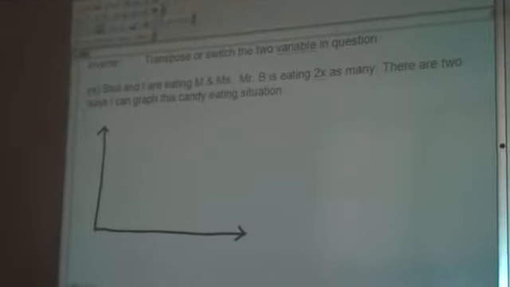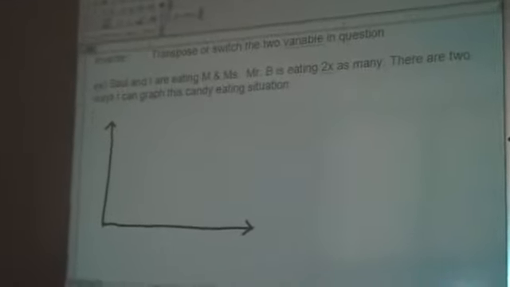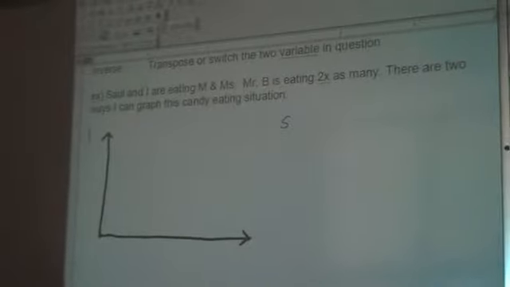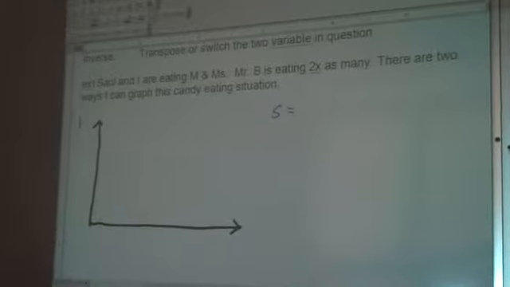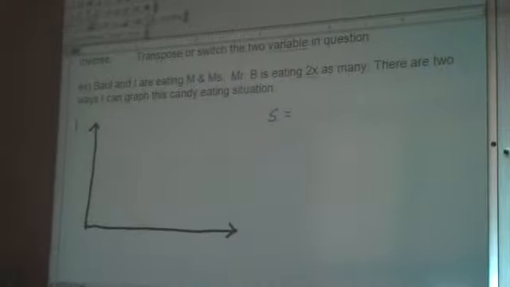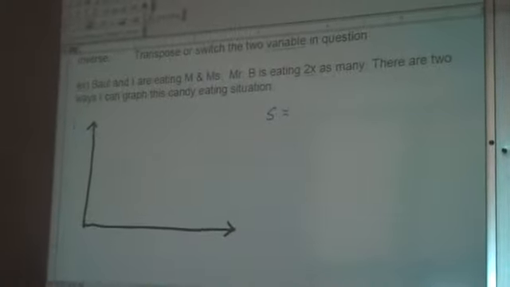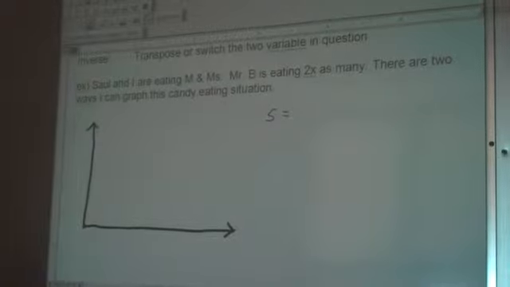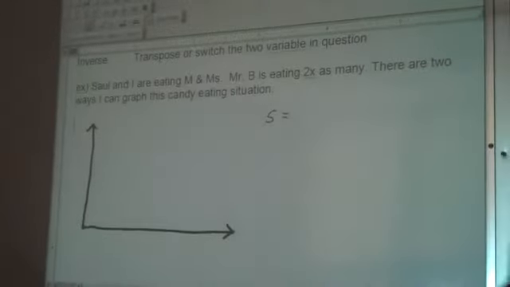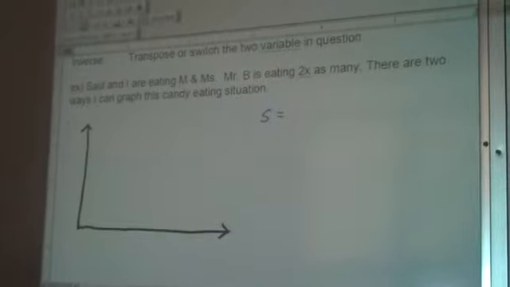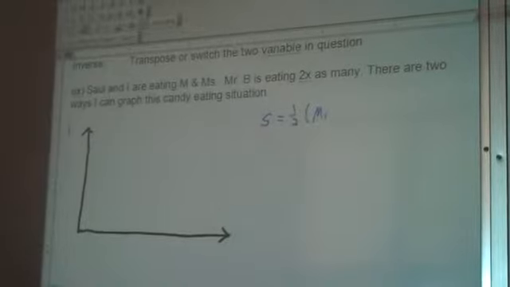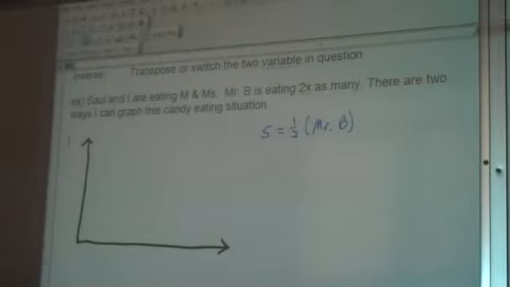Let's say I want to graph an equation in blue where the number of M&Ms Saul eats is the main variable, like the y equals. How would we represent the number of M&Ms you eat in terms of how many I'm eating? You're eating half. Yeah, Saul is eating 1/2 of the amount that I am.